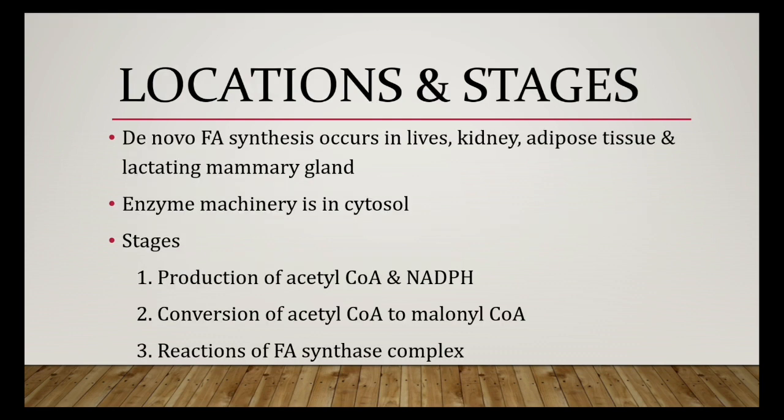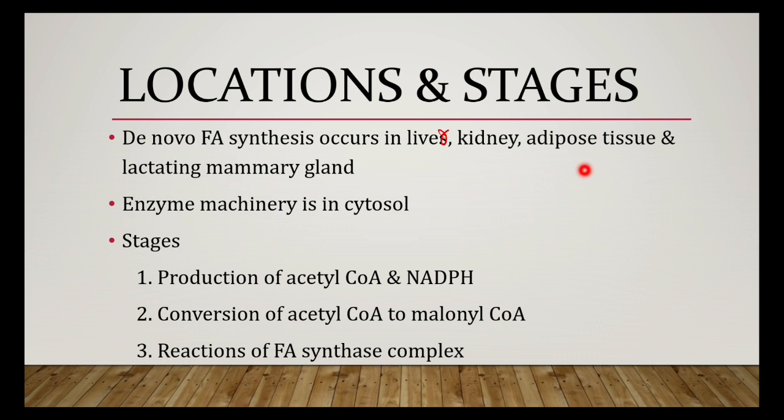Now, where is this fatty acid synthesis occurring? The enzyme machinery is in the cytosol, and de novo or new fatty acid synthesis occurs in liver, kidney, adipose tissue and lactating mammary gland. Now there are stages. Just like beta oxidation, there are three stages of fatty acid synthesis. First, production of acetyl-CoA and NADPH. Second, conversion of acetyl-CoA to malonyl-CoA. Third, reactions of the fatty acid synthase complex.